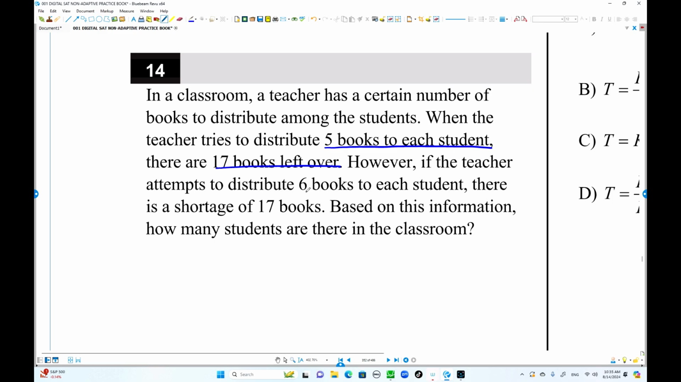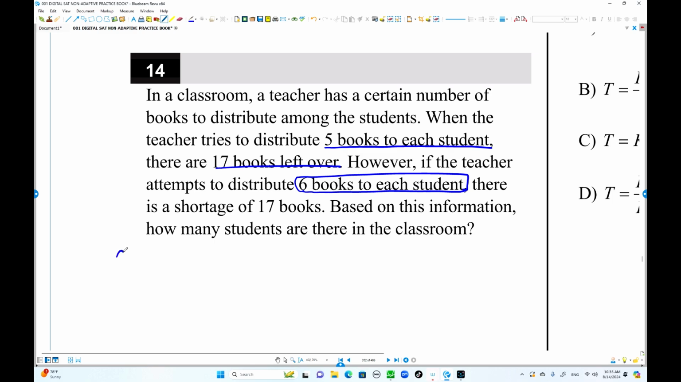they attempt to give 6 books to each student. A little different situation, right? So there is a shortage of 17 books. They need 17 more books, right, to satisfy this condition. Based on this information, how many students are there in the classroom?